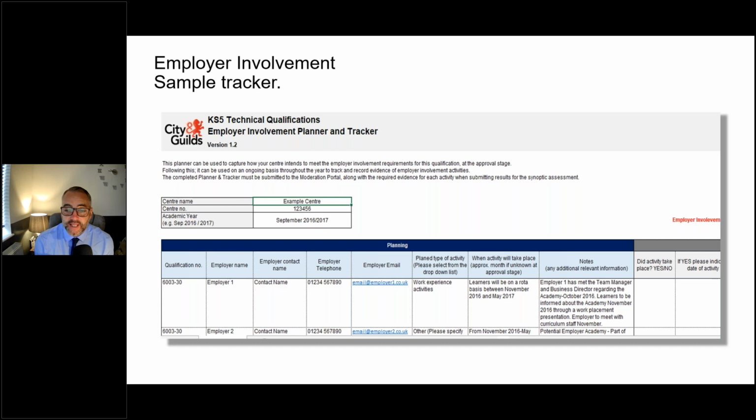You complete this at the start of the year, complete your full planner of what you aim to do. Like with any plan, it could change. An employer could decide not to get involved, but you get a different employer. But we always recommend this is completed at the start of the course, so you know how you're going to meet these requirements, because it is part of the qualification, so it's important. So my recommendation is you download this, you get access, and you work on this now as a plan, and then try and implement as much of that plan as you can.